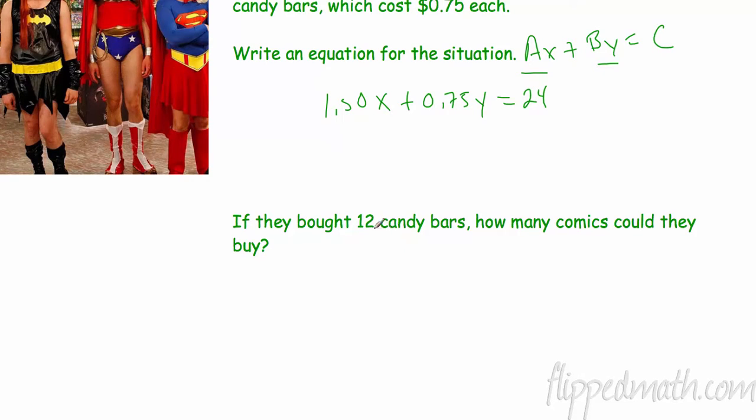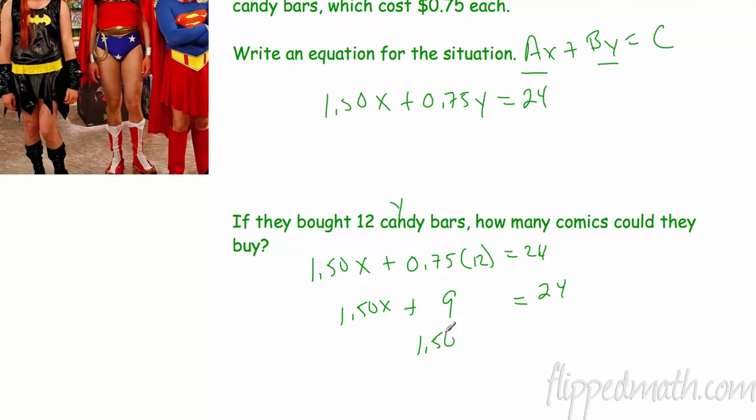All right, if they bought 12 candy bars and the candy bars were y, how many comics could they buy? Well, let's see, 1.50x, we don't know how many comic books, plus 0.75 times, we know we have 12 of those, and equals 24. 0.75 times 12, I believe that's 9. Subtract 9 to the other side, so we have 1.50x equals 15. Divide both sides by 1.50, and you should get 10 comic books. All right?